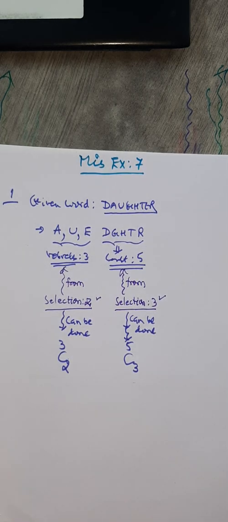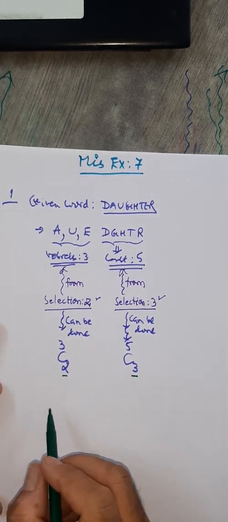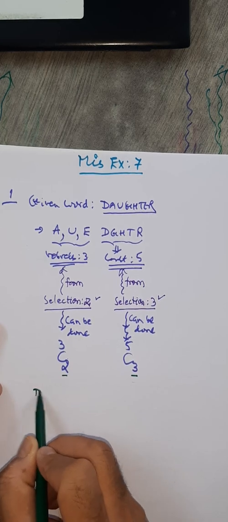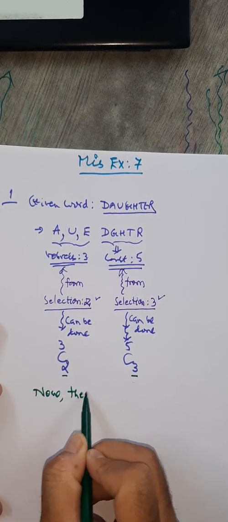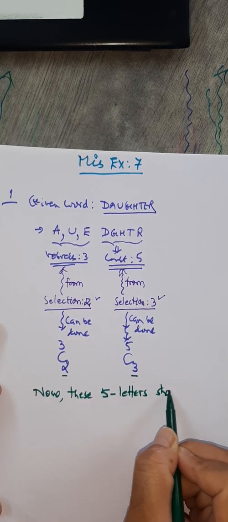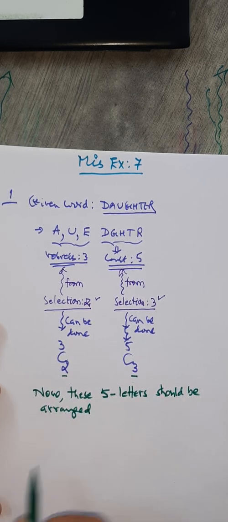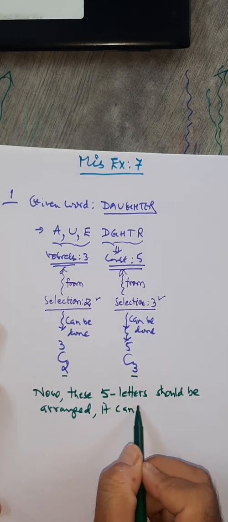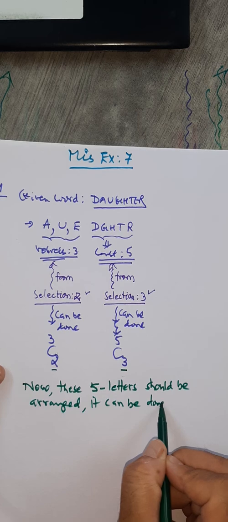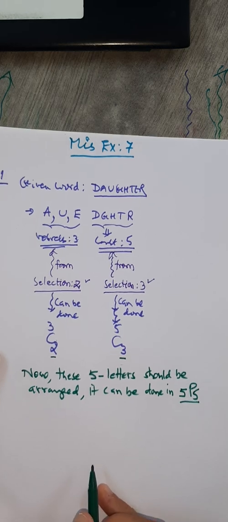Then once you have the 5 letters, you are going to arrange them. Because what do you want? You want words. And in a word there is arrangement. So now this 2 and this 3, so 5 letters should be arranged. Now this is a question of permutation, remember. And it can be done in how many ways? It can be done in 5P5 ways, remember.